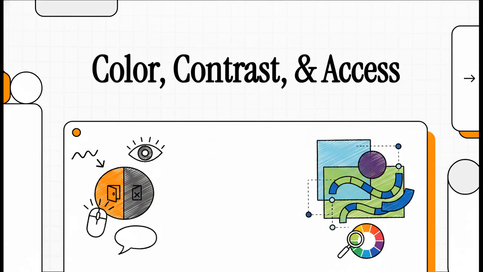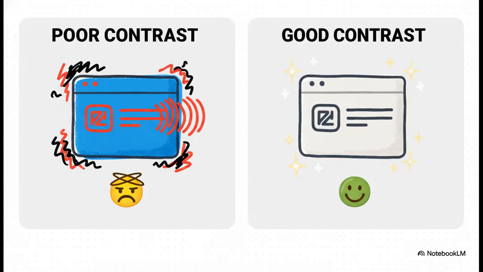It's kind of wild to think about how something as simple as choosing a color can either be a welcoming handshake to a user or a locked door. It's a huge part of web design that honestly gets missed all the time. So today, we're going to dig into why it matters so much and, more importantly, how to actually get it right. Okay, just look at this for a second.